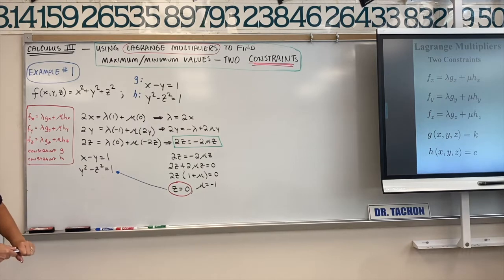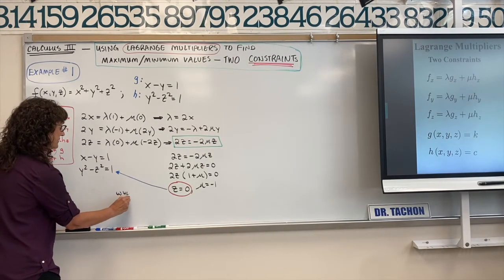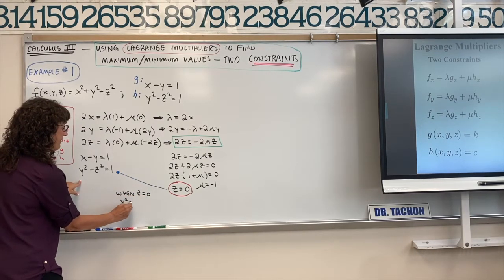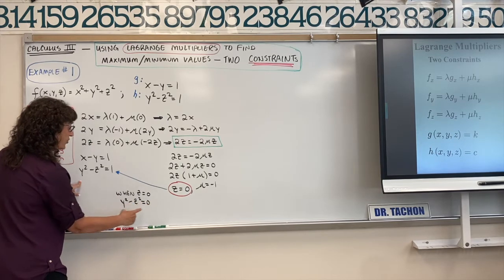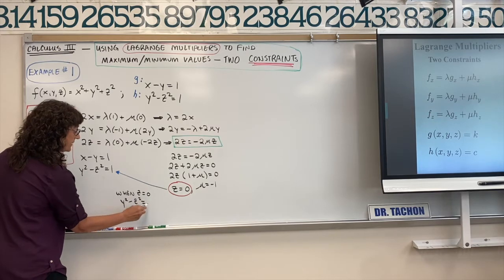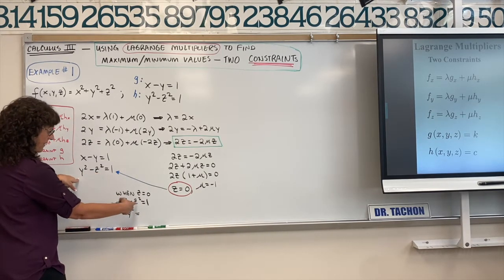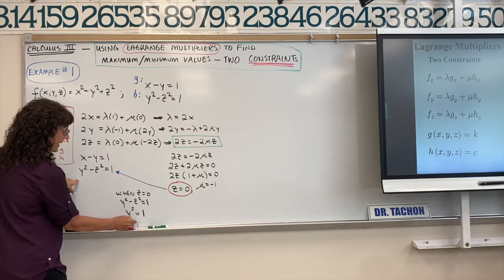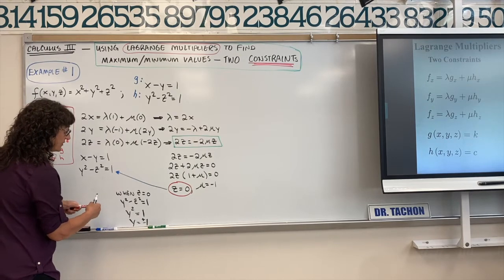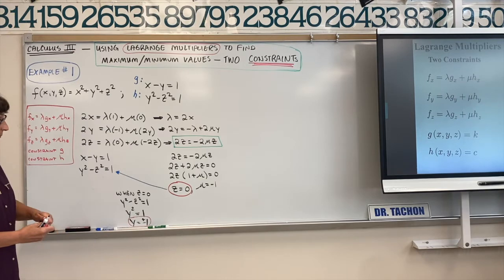So when z equals 0, all right, I'll write it here. When z is equal to 0, I have y squared minus z squared equals 1. So plug in 0 here, y squared minus 0 equals 1, so y is plus and minus 1. All right, so I know what y is. So when z is 0, I know what y is.